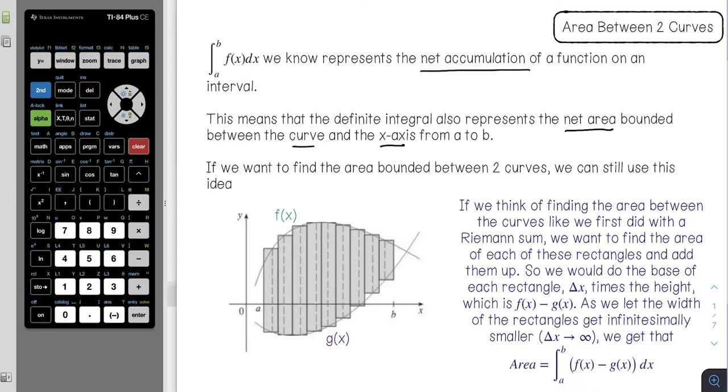So typically when we do a definite integral, right, you're negating anything that's under the curve. So typically we're just using it between the curve and the x-axis. So we can kind of extend this idea to thinking about how to find the area between two curves.